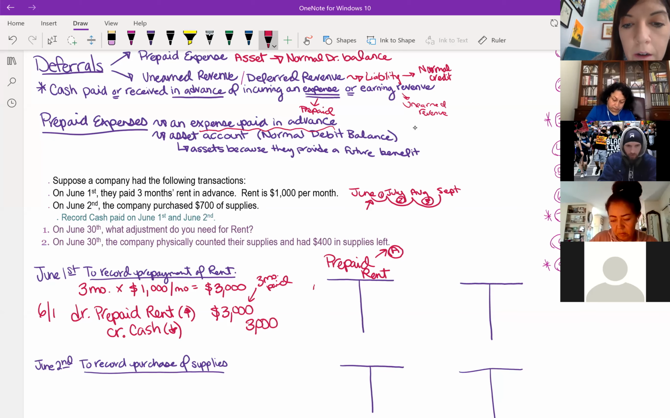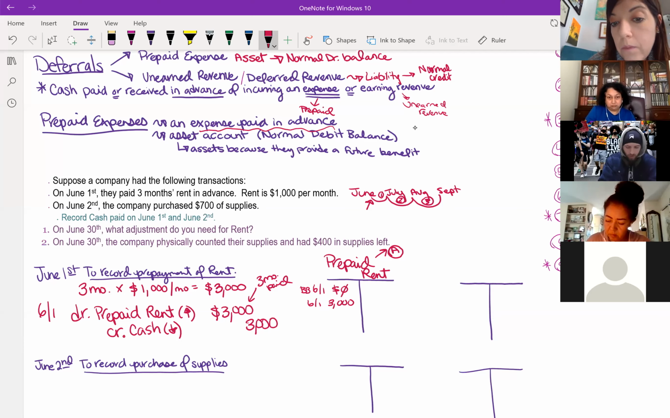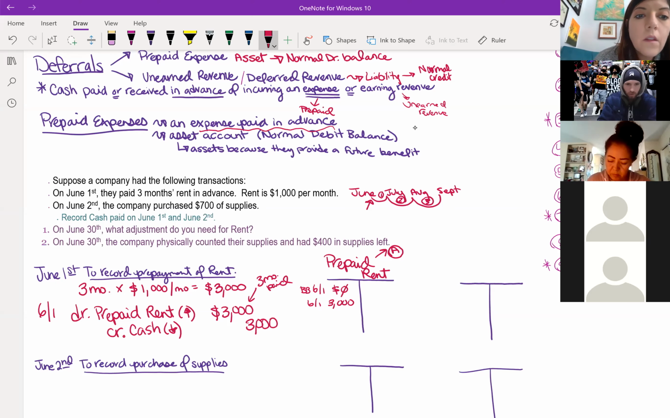So right here, my beginning balance for June is going to be 0 for my prepaid rent account. On June 1st, I established this prepaid rent account. I'm debiting prepaid rent, so I debit the T account. And you can ignore the other T account over here for a minute.